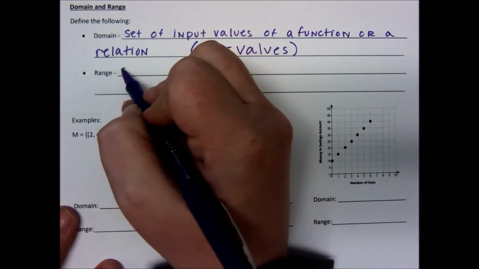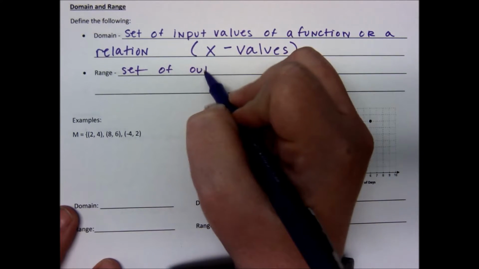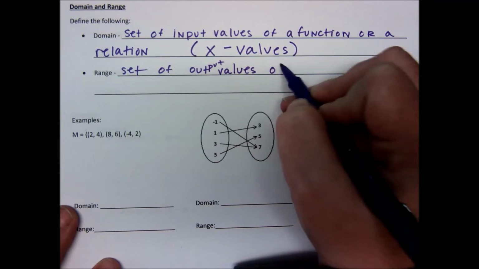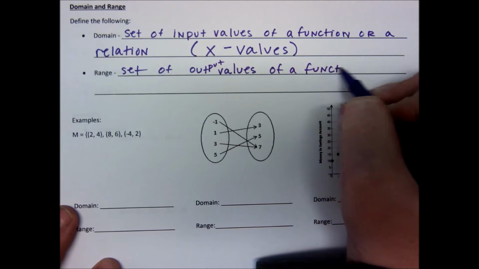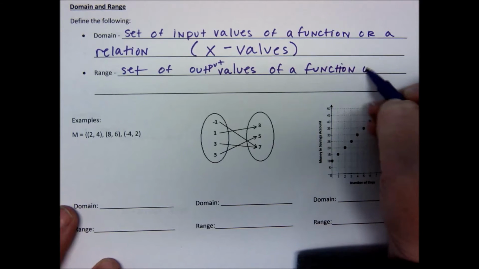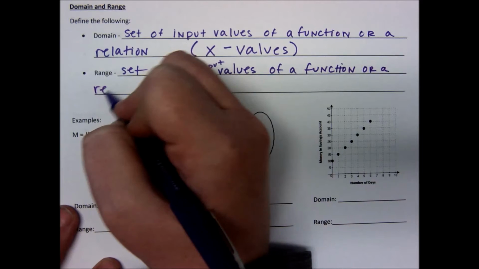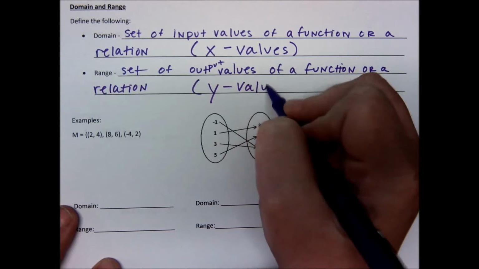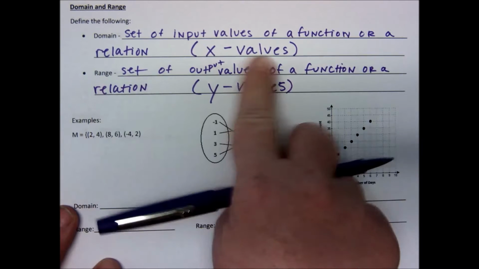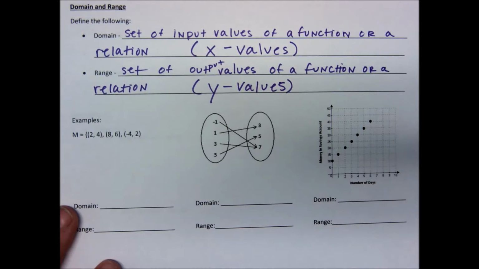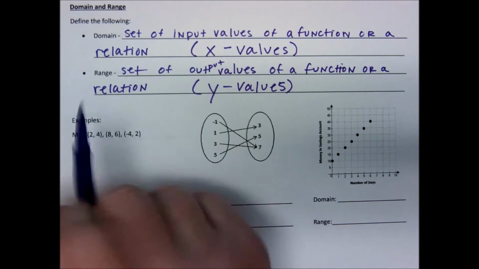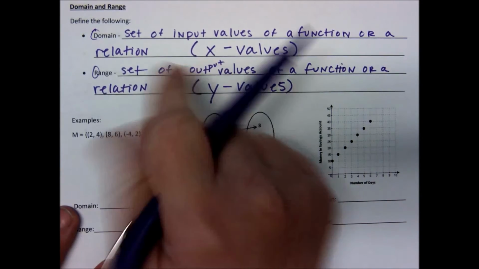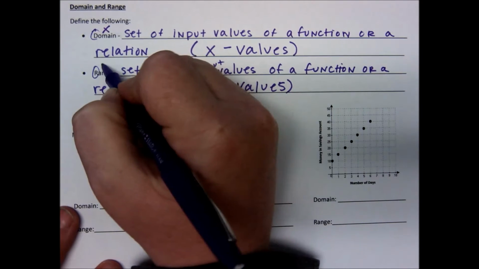When I'm talking about range, I'm talking about a set of output values of a function or a relation. So that means I'm talking about my y values. So domain are my x values, range is my y values. And sometimes I get those mixed up, but for me to remember it, I think about which of these letters, D or R, comes first in the alphabet. Well, D comes first, and so does X. So domain means X, and range means Y.